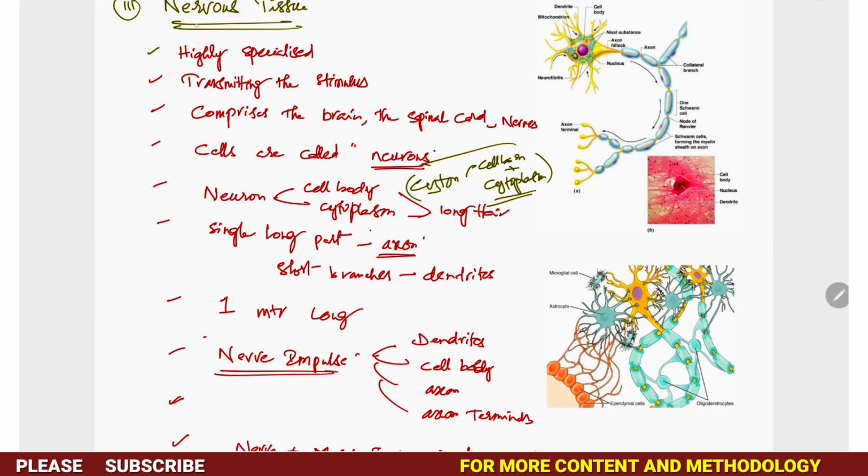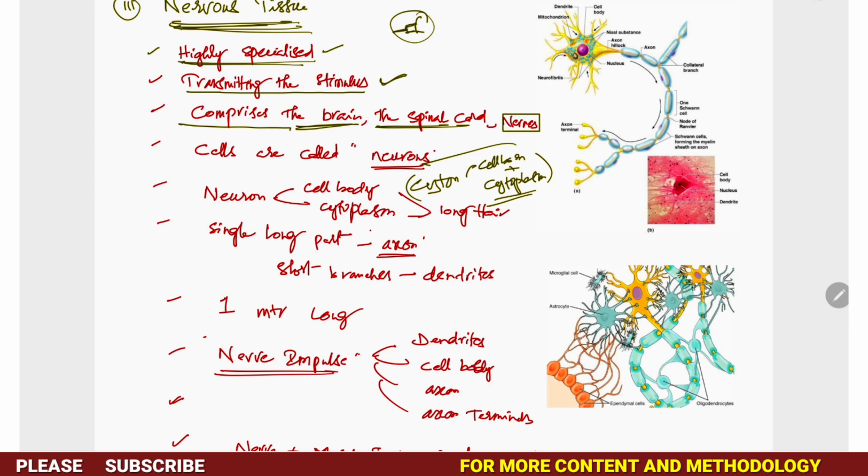The third one is nervous tissue. In this tissue, cells are highly specialized for being stimulated and then transmitting the stimulus very rapidly from one place to another place within the body. You got it? We get one stimulus, and it can be transferred by the neuron from one place to another within the body. So these cells are highly specialized, unlike other cells in the body. The nervous tissue comprises the brain, the spinal cord, and nerves.